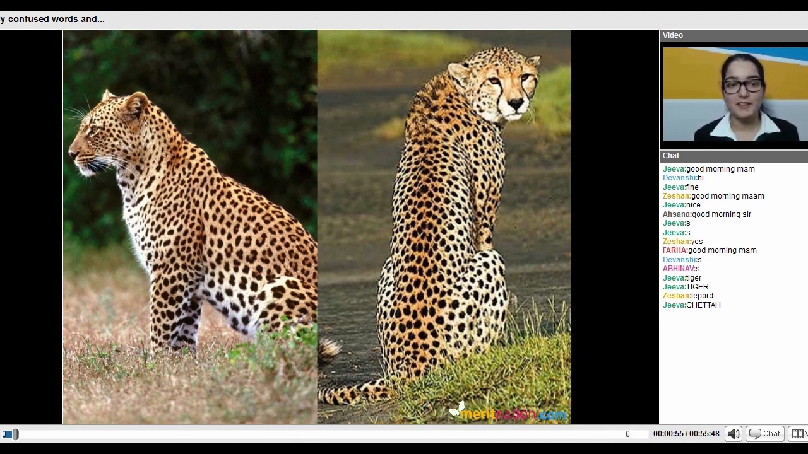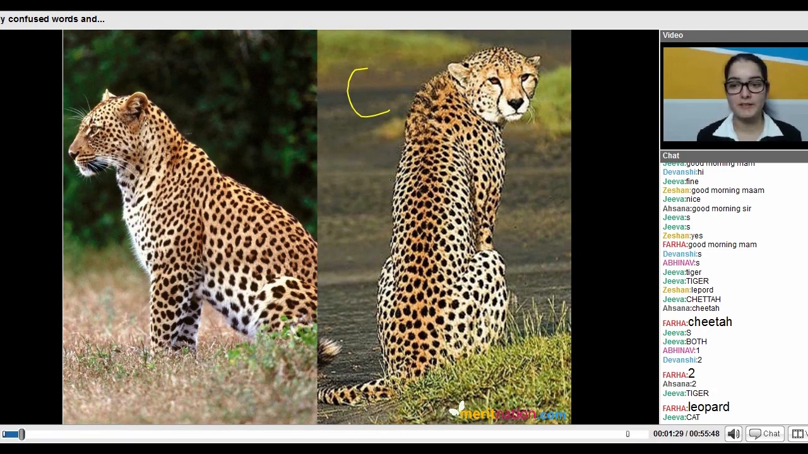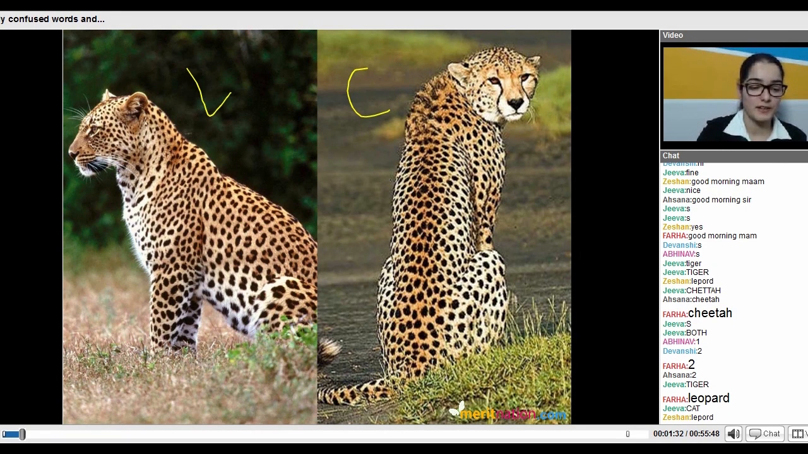Alright, let's start. You recognize these members from the cat family? There are two pictures in front of you. Which one is cheetah? The first one or the second one? Look carefully. Yes, very good. Second one is cheetah. And the first one? No, Jiva, it's not a tiger. Very good, Farah. It's a leopard.